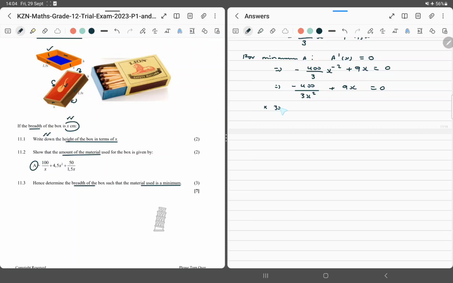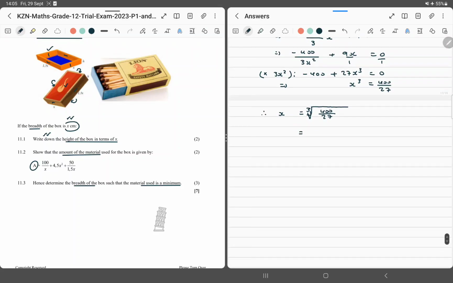So we multiply by 3x squared, which is our common denominator, because this one is over 1 and that is over 1. So when we multiply there, we get a minus 400 plus 27x cubed is equal to 0. This implies that x cubed is going to be equal to, transpose the 400, we divide by 27. So our x is going to be the cube root of 400 over 27.